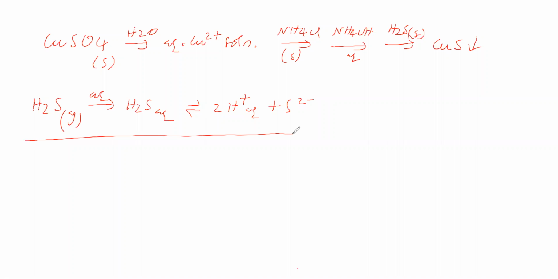Now we will do it in another manner. We will take an aqueous HCl solution and pass H2S gas into it. H2S gas dissolves in water, becomes aqueous H2S, and ionizes to give H+ ions and sulfide ions. It comes to equilibrium. This system is at equilibrium, and the previous system is also at equilibrium.